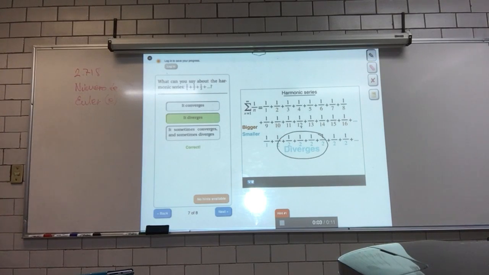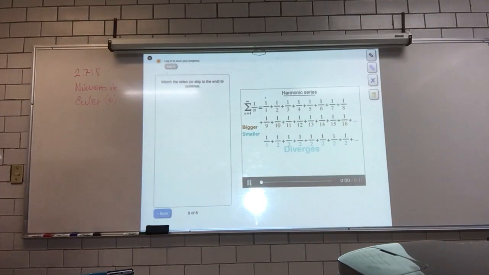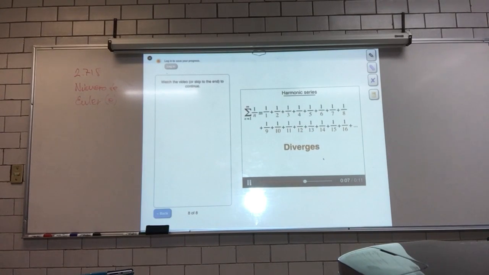So if the smaller series diverges and the harmonic series is even bigger, it also has to go to infinity or diverge. Right. If the smaller series diverges, then the bigger series has to diverge as well. Great. So you've just proven that the harmonic series diverges.